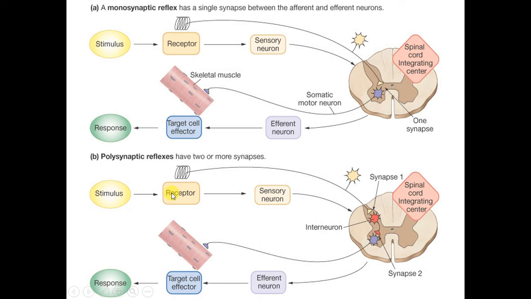Stimulus to the receptor, sensory neurons, to the dorsal root, synapse 1. And when the interneuron connects to the motor neuron function, in contact with the sensory and motor neuron function, this synapse is called synapse 2. Also, from the ventral root to the efferent neuron, target effector, and response.